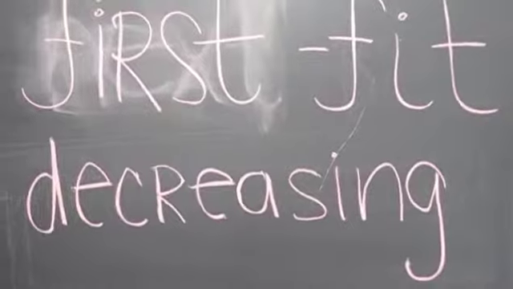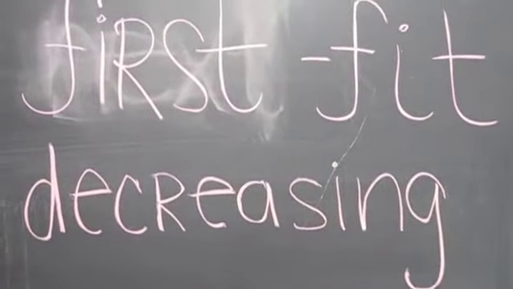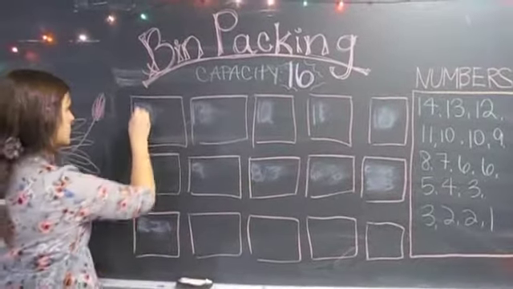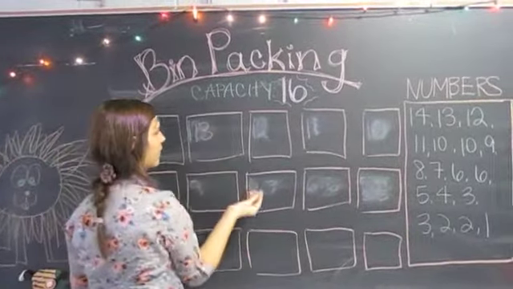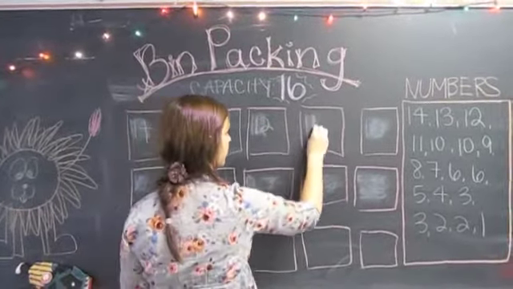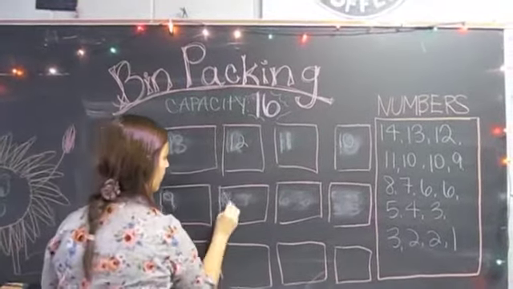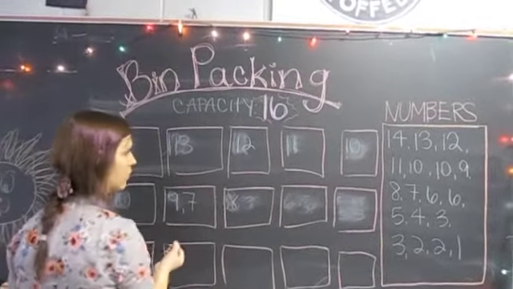First fit decreasing. This one is the same as first fit, but you take the numbers from largest to smallest. You put 14 in the first box, 13 in the second, 12 in a new box, 11 in a new box, 10 in a new box, another 10 in a new box, 9, 8, and you take 7 and put it back with the 9 because it is the least amount.